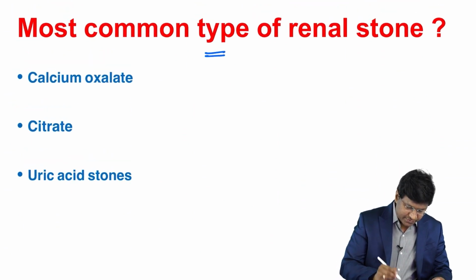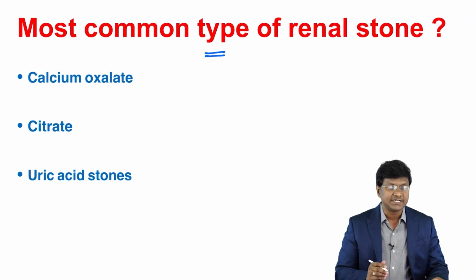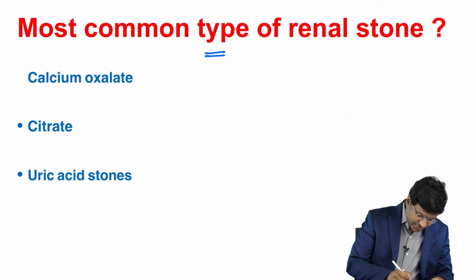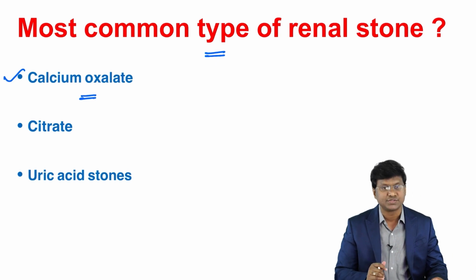Now, one more question was asked. What is the most common type of renal stone? Calcium oxalate stones, citrate stones, uric acid stones. The answer to the question is calcium oxalate stones. That is the most common type of renal stone.